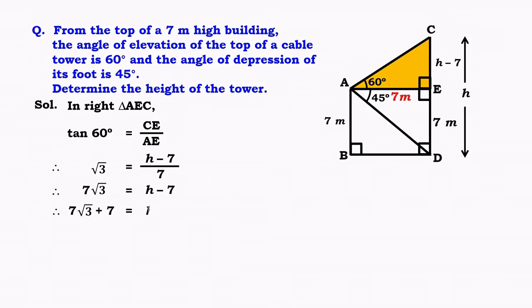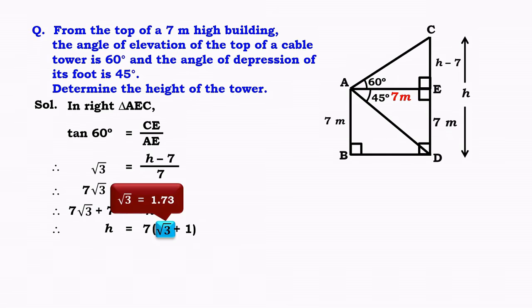We know that tangent 60 degrees is equal to root 3. Therefore, root 3 is equal to (h minus 7) divided by 7. On cross multiplying, we get 7 root 3 equal to h minus 7. Therefore, 7 root 3 plus 7 is equal to h. Taking 7 common, h is equal to 7 multiplied by (root 3 plus 1).